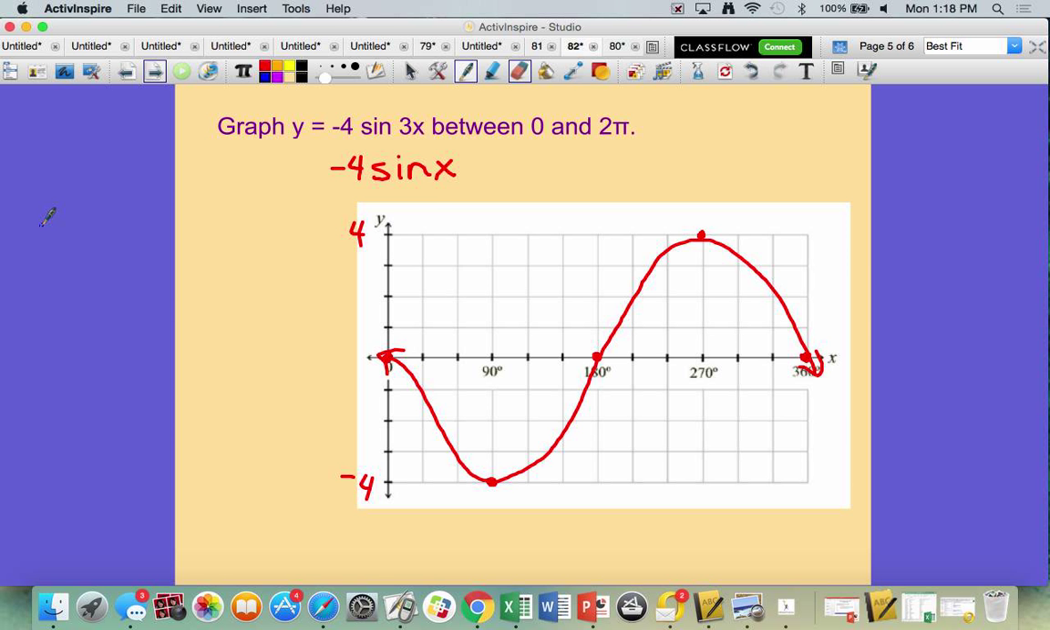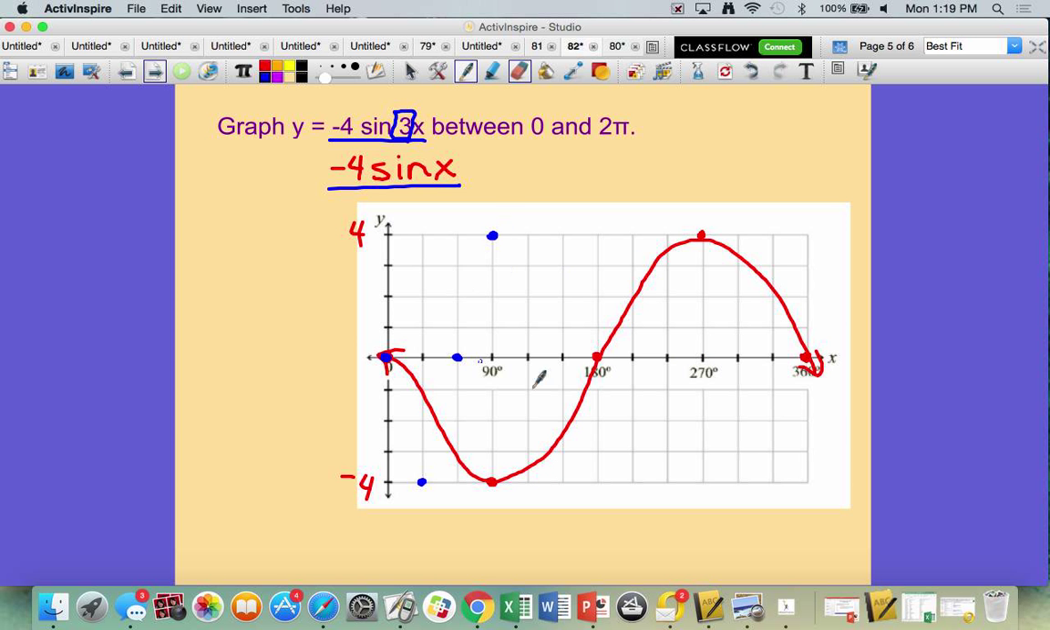All right, the only difference between this graph and this graph is that 3. And how we deal with that is every single one of these points, so all 5 of those points, we're going to divide the degree measurement by 3. And that's where our new point is going to go. So 0 divided by 3 is 0. 90 divided by 3 is 30. 180 divided by 3 is 60. 270 divided by 3 is 90.